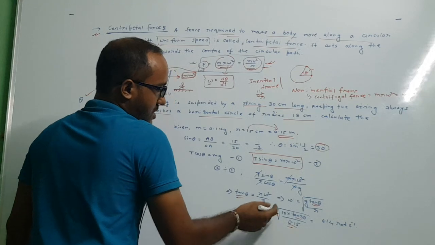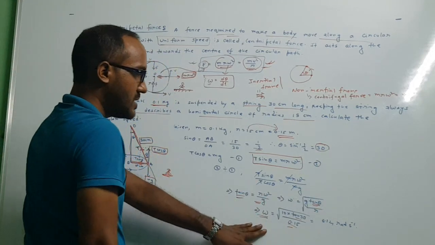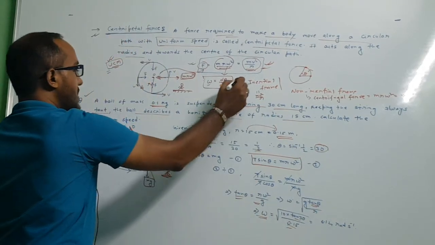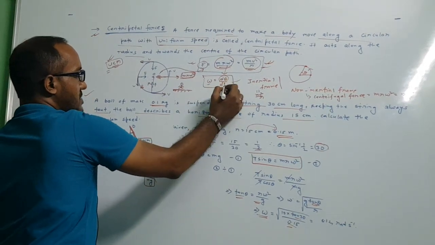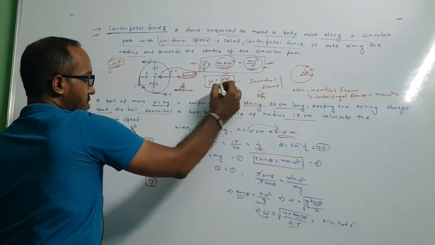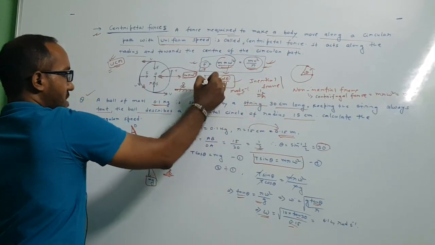And this is angular velocity. Angular velocity is angular displacement by time. What is angular displacement? The unit is radian. Here we have time, so radian per second is the unit.